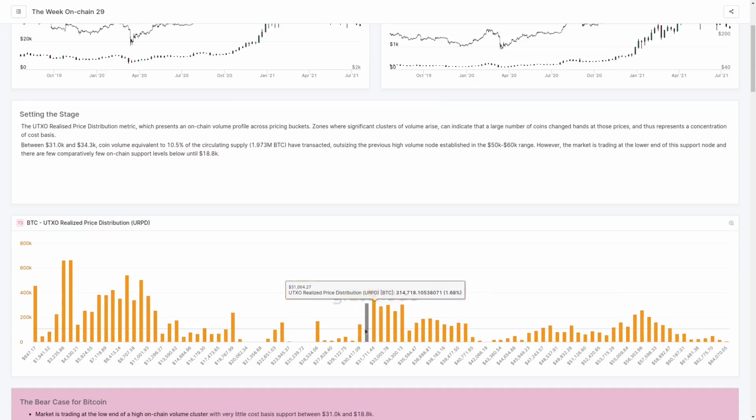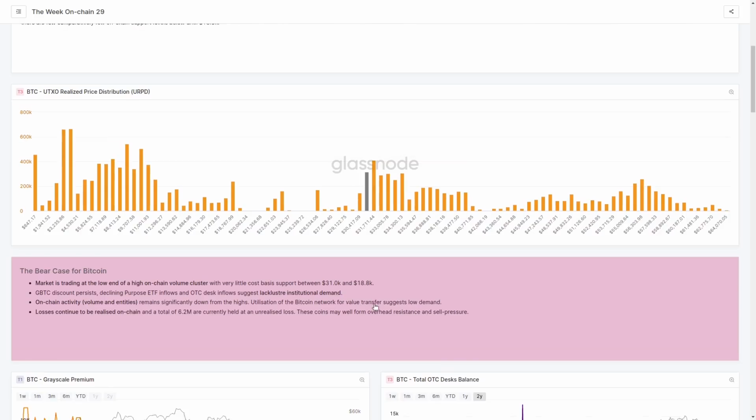Now, again, that also suggests that there is buy support as a result of this large volume cluster, and we know a large portion of that will have been revalued from higher prices during the two capitulation phases and all of the realized losses that we have seen. So that really sets the stage.